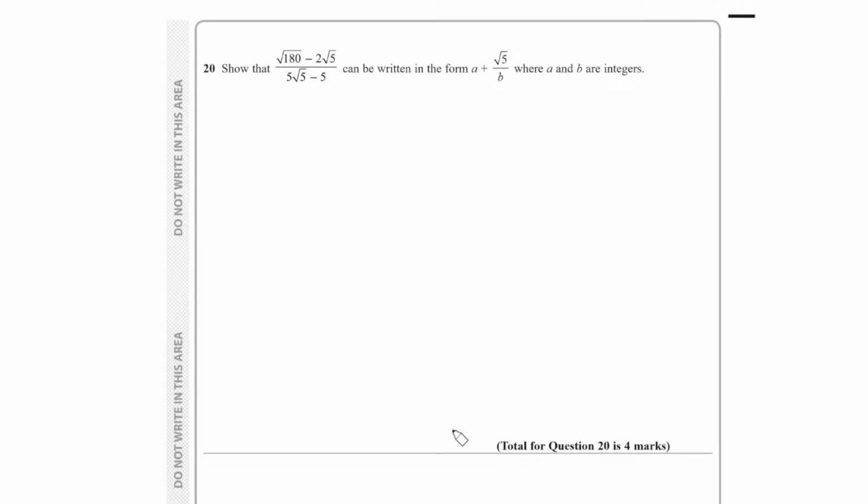Okay, question 20, we've got some surds again. Again, this one is quite commonly put in the non-calculator. So show that root 180 minus 2 root 5 over 5 root 5 minus 5 can be written in the form a plus root 5 over b, where a and b are integers. So that means a whole number, right? That's your clue.